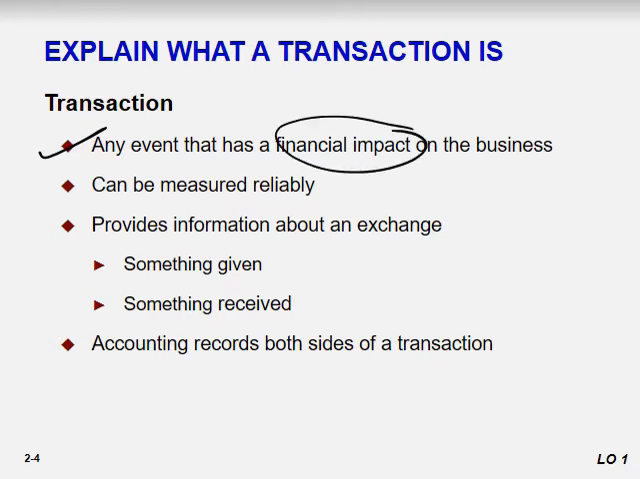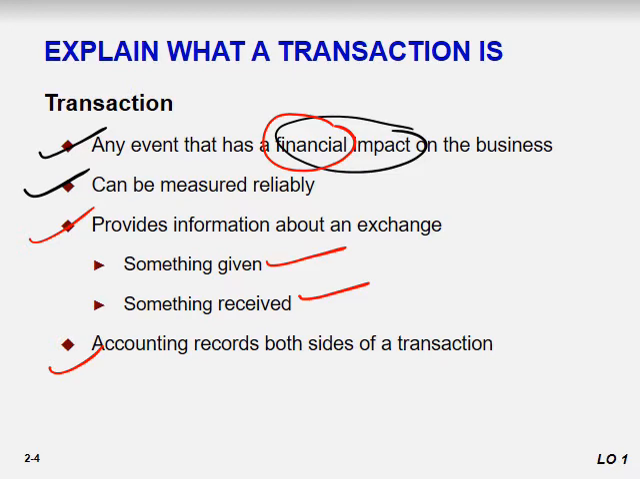So what do we mean by financial impact? It means it can be measured reliably. You are reasonably sure that you can assign a monetary value, and your judgment on that is very reliable, and it provides information about an exchange. For example, a company sells a product to a customer and receives cash, right? So the company gives a product and receives cash. Every transaction has at least something to give and something to receive, and accounting records both sides of the transaction.